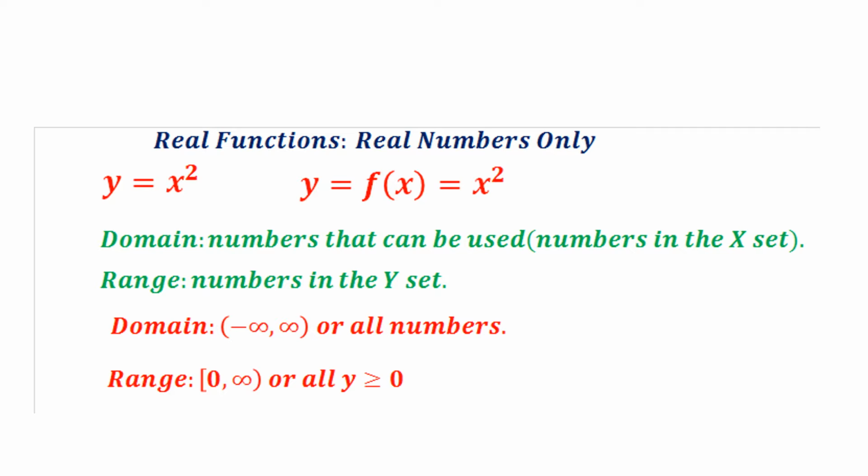The range is the y values, and so we have to ask, what's the lowest y value? Well, the lowest value that you could get for x squared is 0, because if you put a negative number in and you square it, you will get a positive number, and 0 squared is 0. So we could say the range is bracket 0. That means you include the 0, and you can go to infinity. You can't actually get there. That's why it's a parenthesis. Or you could say all y greater than or equal to 0.